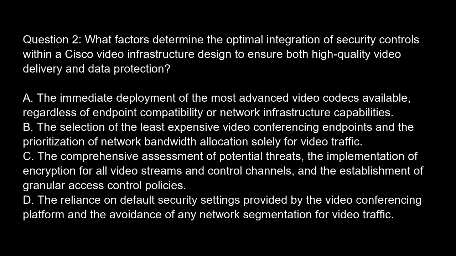Option B. The selection of the least expensive video conferencing endpoints and the prioritization of network bandwidth allocation solely for video traffic. Option C. The comprehensive assessment of potential threats, the implementation of encryption for all video streams and control channels, and the establishment of granular access control policies. Option D. The reliance on default security settings provided by the video conferencing platform, and the avoidance of any network segmentation for video traffic.